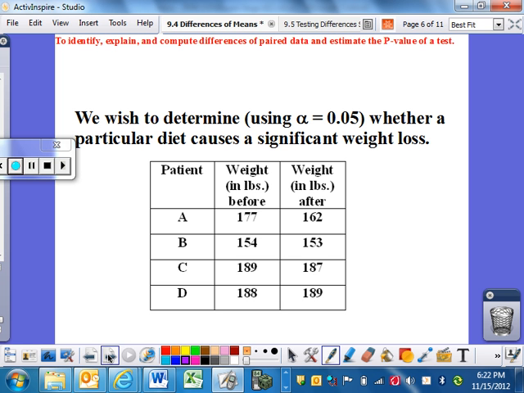It's going to be set up for you like this. So we have 4 patients, A, B, C, and D. Here's the weight before, and then here's the weight after. And we want to see if there's a significant difference at the 5% level of the diet. Actually, that is what we're looking at, the diet.